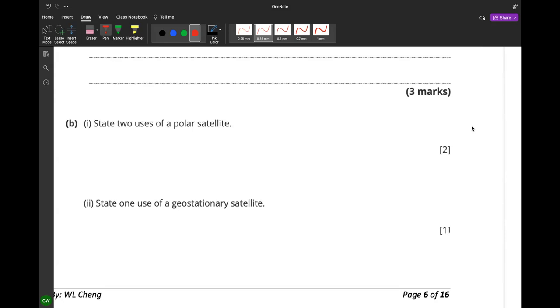What is the use of the polar satellite? What can we do with the polar satellite? Can monitor what? For we want to know whether there's rain or no rain. What do you call that? Weather? Weather for? Forecast. Weather forecast. Monitoring the weather forecast.